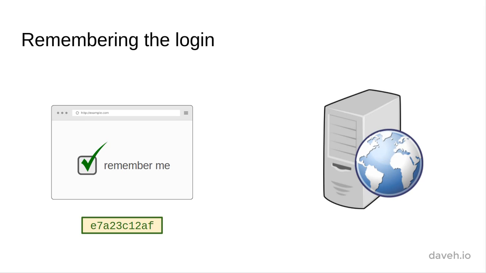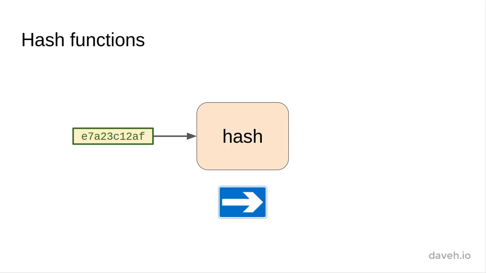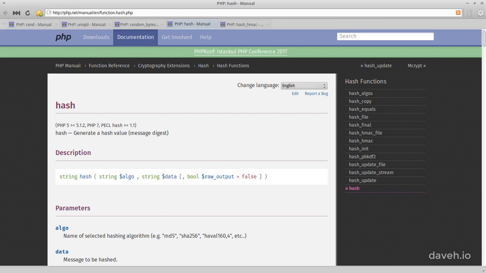Next, we need to be able to create a hash of this token, and this is what we'll store in the database. As we did with passwords, we'll hash the token using a one-way hash function. So anyone who gets hold of the hash in the database can't get back to the original value. As we've seen, a hash function generates a hash value of the input string. In PHP, we have the hash function to do this.